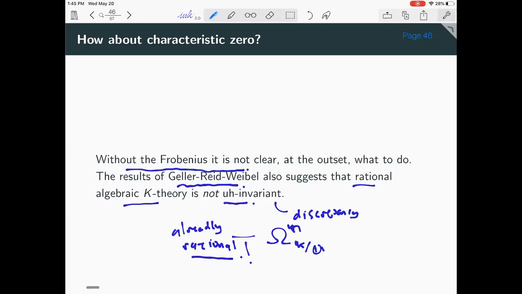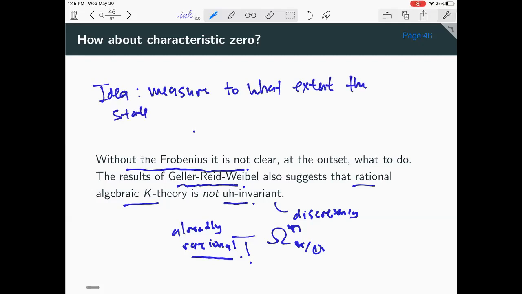Okay, so what on earth do you do? Well, since it cannot ever be true, you try to measure to what extent it is false. So maybe the idea is to measure to what extent the statement, by which I mean "K is UH invariant", is false.